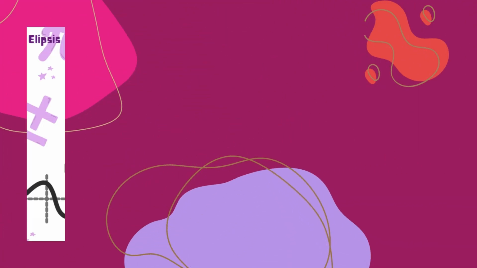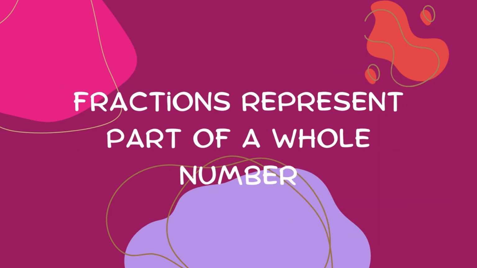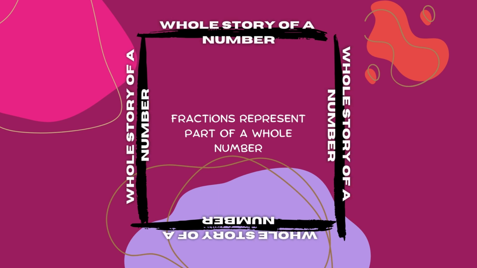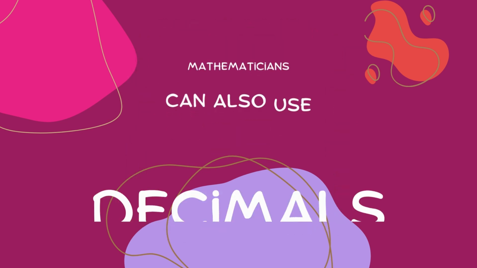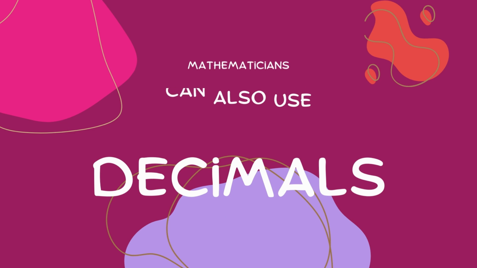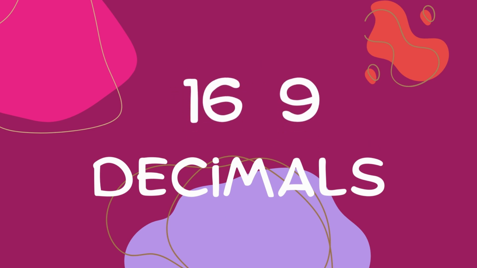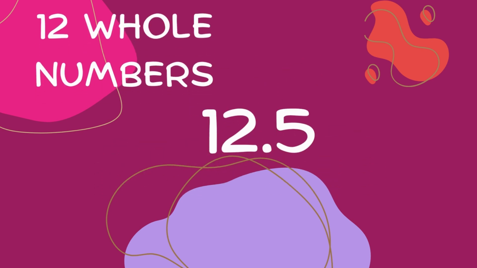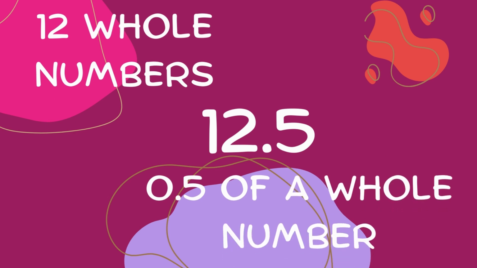As we stated in the previous video, fractions represent part of a whole number. However, sometimes they don't tell us the whole story of a number. Mathematicians can also use decimals to distinguish a number. Numbers in decimal form simply have a period in between them. When we say 12.5, we are just saying 12 whole numbers and 0.5 of a whole.